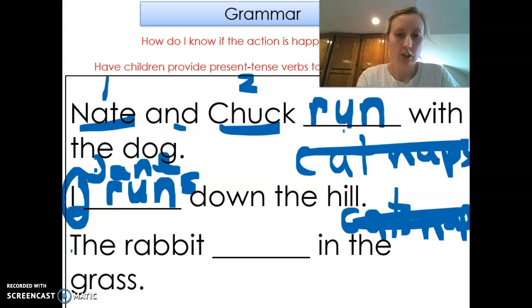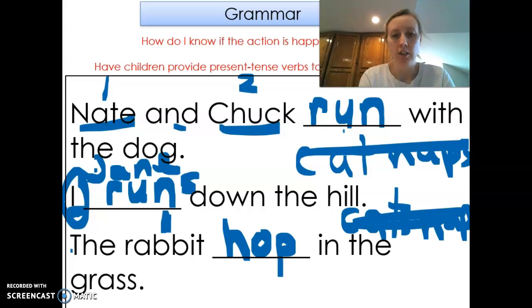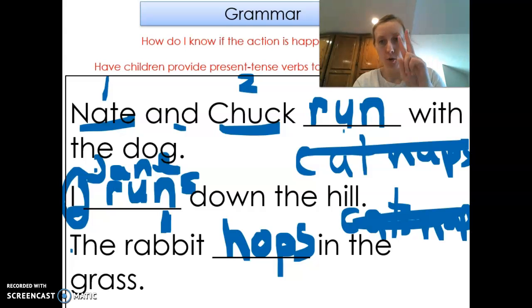Okay, last one. The rabbit blank in the grass. What do rabbits do? They hop. And how many rabbits are there? One. The rabbit hops in the grass. So if I have 2 or more, I don't put an S. And if it's I or you, I'd say you run, I run, then we don't add an S.